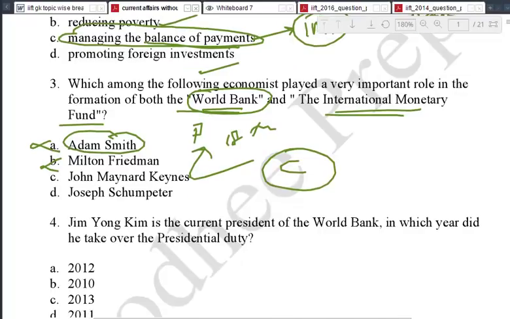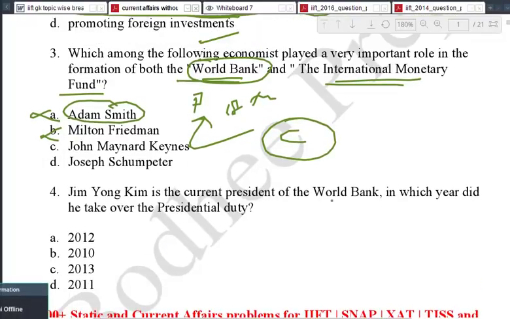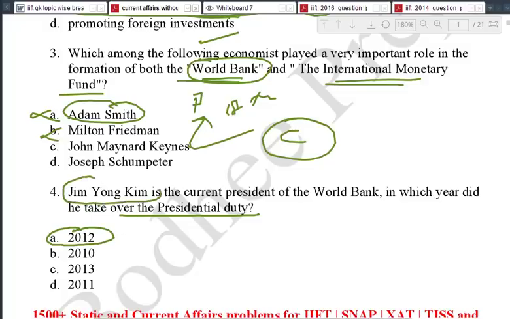Now the next question. Jim Yong Kim is the current president of the World Bank. In which year did he take over the presidential duty? So it is 2012. The answer is 2012. Jim Yong Kim is from which country? Yes, people, any guesses? He is from which country? South Korea, China, Japan. No one says North Korea. Do you think the World Bank will have a North Korean as its president?